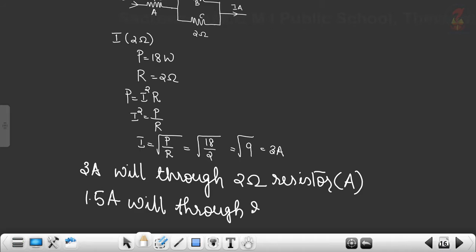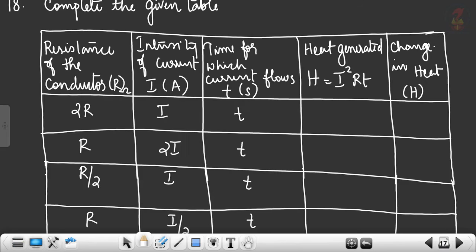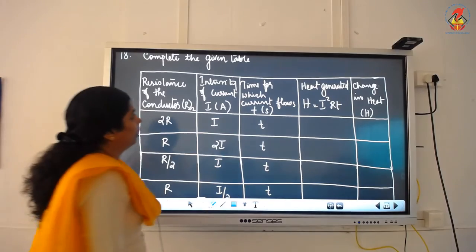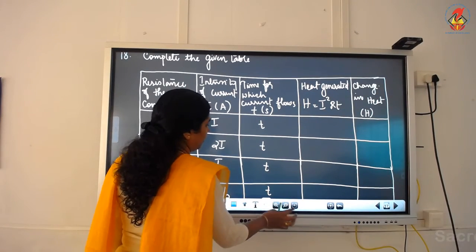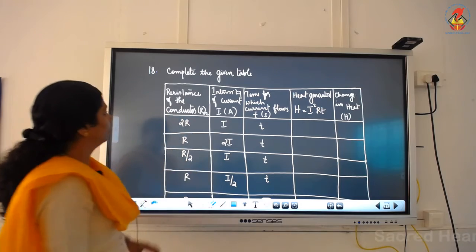Other resistors, that is B and C. 1.5 current will flow through B and 1.5 current will flow through C. Okay. Now we need to complete this table.